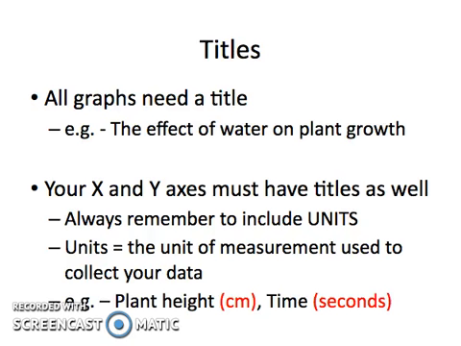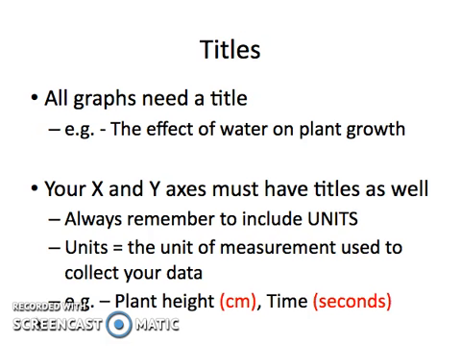Make sure you have a title. Just needs to be simple. All it is showing what is in this graph. Your x and y axes also need a title with units. So don't just tell me, oh, it's the height of the plant. You need to tell me, did you measure the height of the plant in centimeters? Did you measure it in meters? Did you measure it in number of pencils?